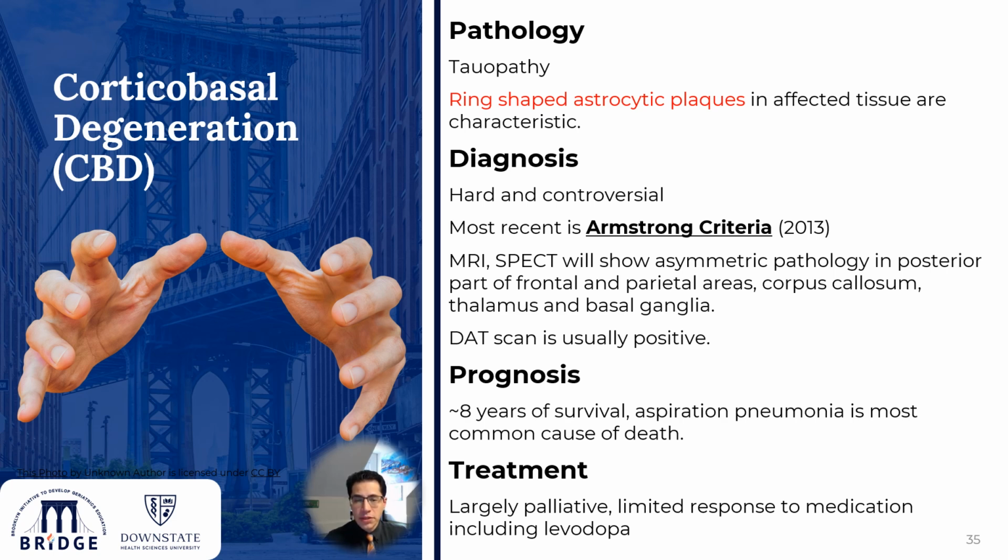The prognosis is poor, usually 8 years of survival after diagnosis, and aspiration pneumonia is usually the most common cause of death. Treatment usually doesn't respond to many of the options that we might offer, and it's largely palliative at this point.